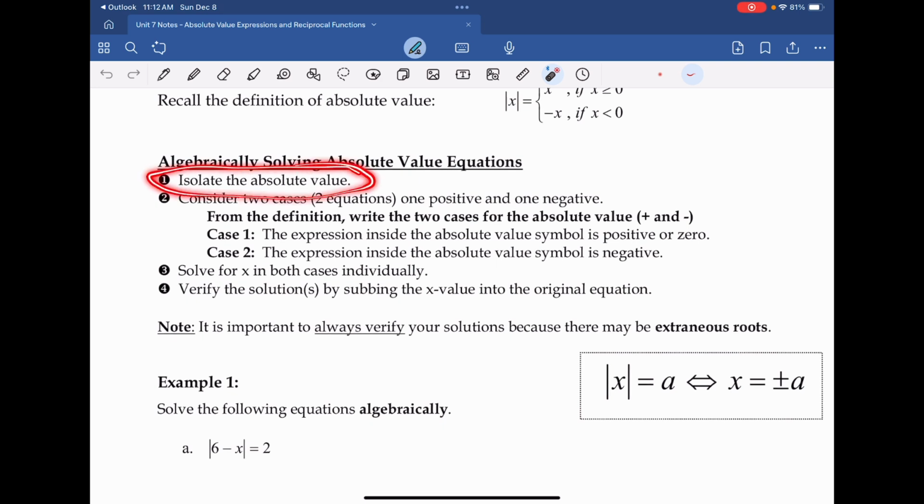Now, if we look at this in terms of solving absolute value equations algebraically, what we want to do is first and foremost, isolate the absolute value equation. So wherever you see the absolute in the equation, make sure it's isolated. Then we want to consider two different cases. We want to consider where it's positive and where it's negative, or when it flips.